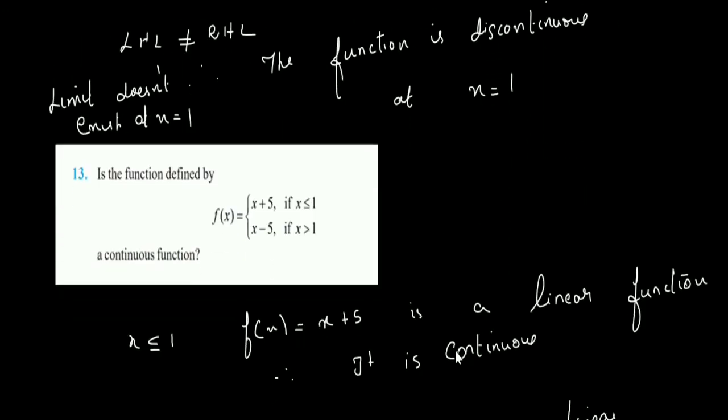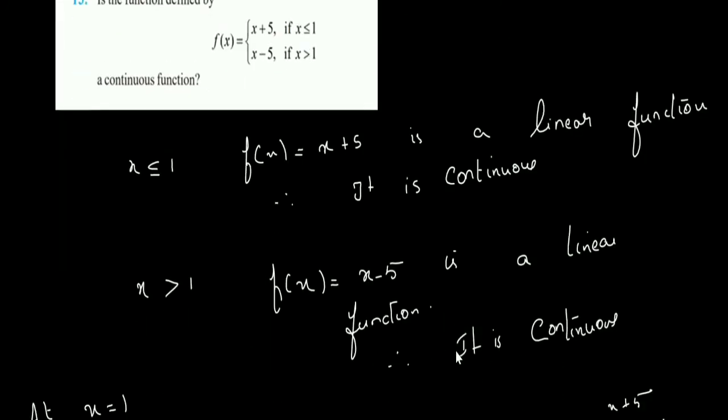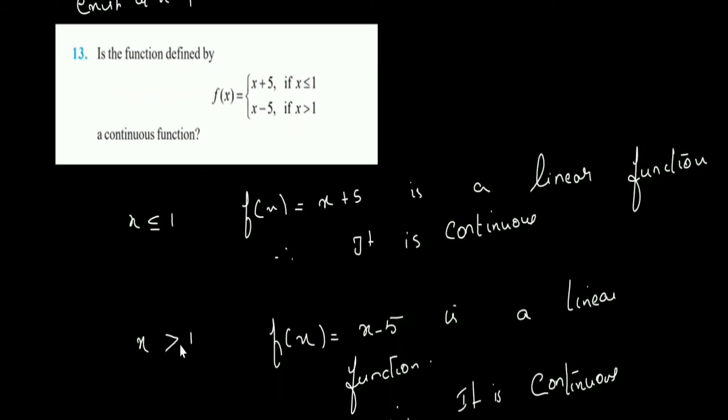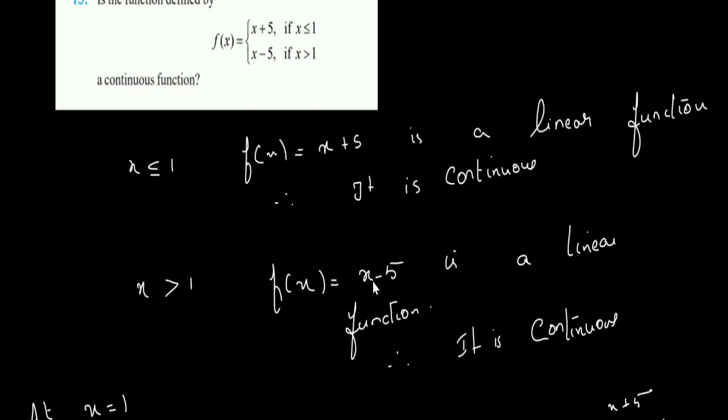Next, question number 13. Is the function f of x defined by x plus 5, x less than or equal to 1, and x minus 5, x greater than 1, a continuous function? Now for less than or equal to 1, x plus 5 is a linear function, therefore it is continuous everywhere. Greater than 1 again the function is x minus 5, a linear function, so it is a continuous function.